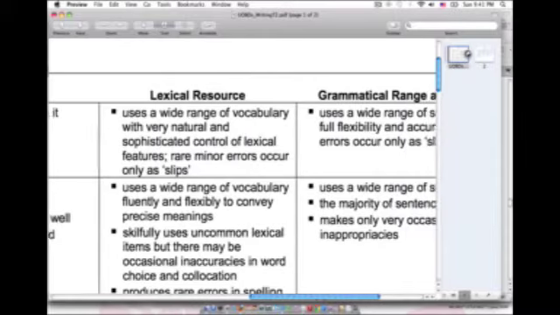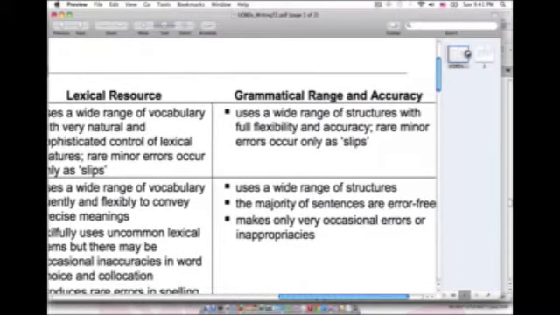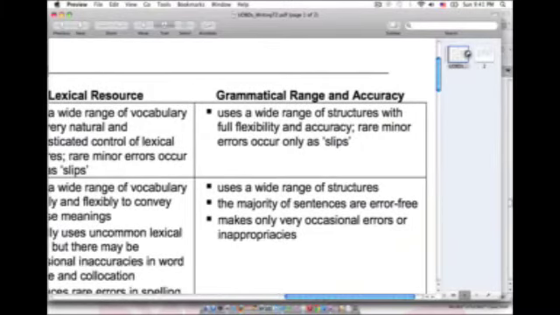And the last column is grammatical range and accuracy, which gauges a student's control and usage of English grammar. So now the chart indicates very specifically what essay would score in each of these categories at what band.